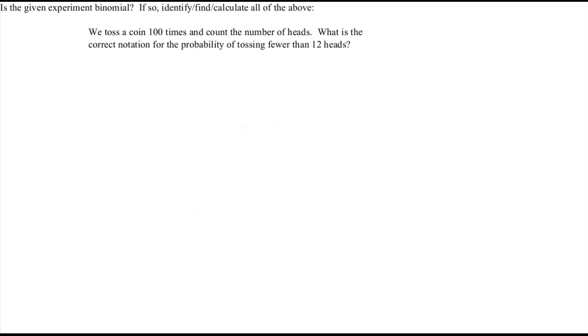So we are going to look at the experiment and decide if it's a binomial experiment, and if so, we're going to write down all the stuff we saw on the last page. And then we are also going to give the proper notation for the question at the end. What is the correct notation for the probability of tossing fewer than 12 heads? We're not going to calculate this yet. We'll do that later on in this lecture.